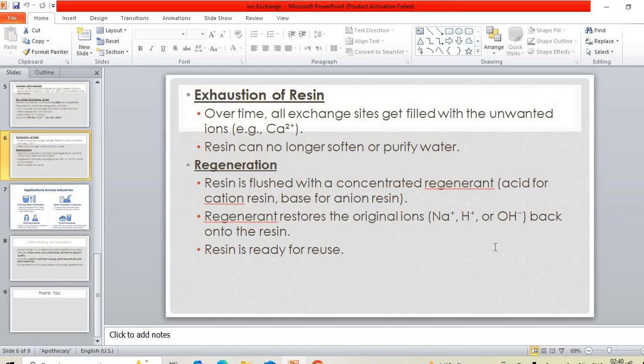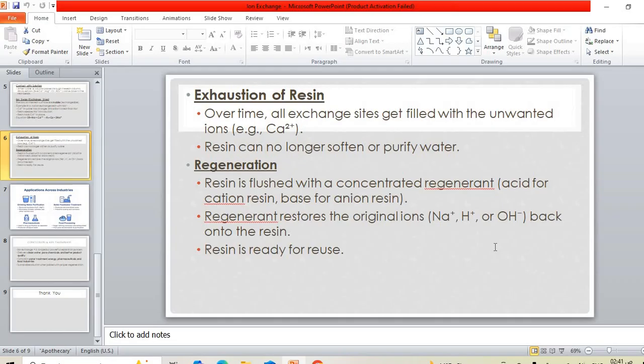So we need to regenerate this because it will be useless. So whenever water goes through it, it will come out with the same unwanted ions without any ion exchange. So we need to do a regeneration, which makes the resin a sustainable process, and we can use it afterwards for the same process.